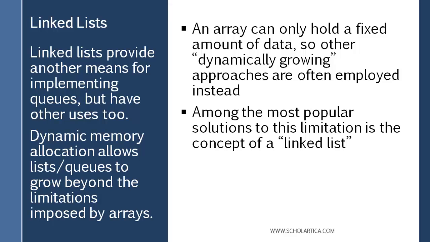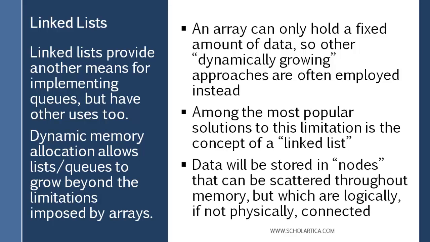So what happens is that instead of storing the data in consecutive memory locations inside an array, the data gets put inside objects known as nodes. Okay? And these nodes can be scattered throughout memory. They don't have to be contiguous. They don't have to be physically close together. Instead, there's a mechanism that is going to link these nodes together in a logical way.